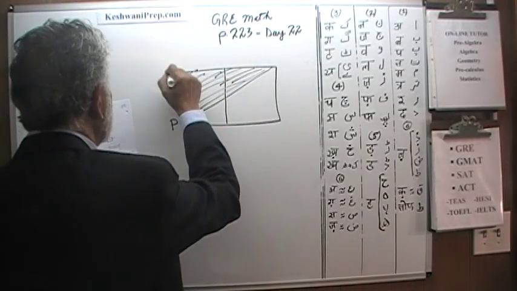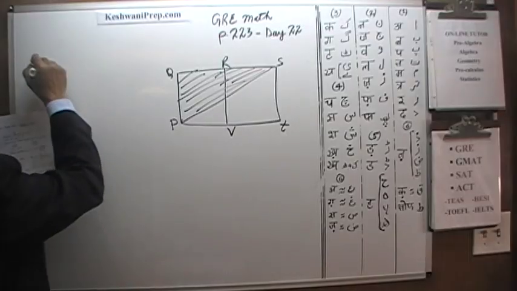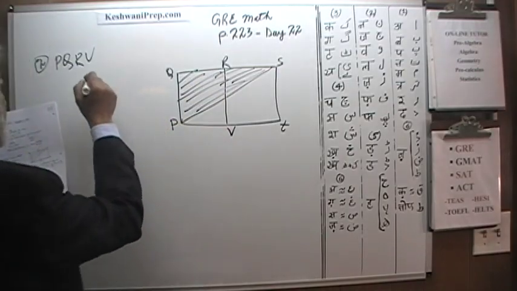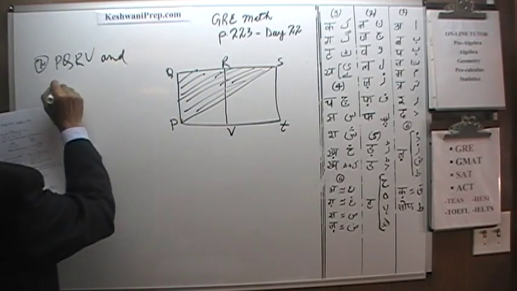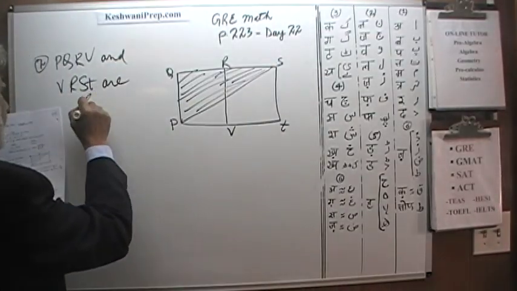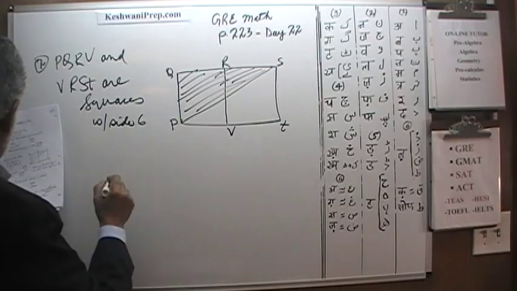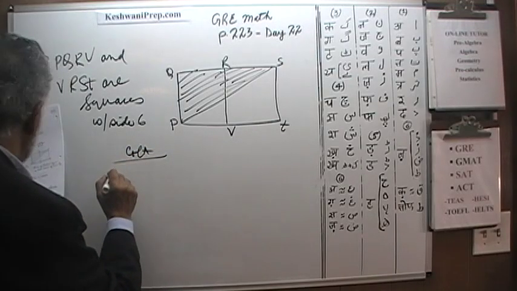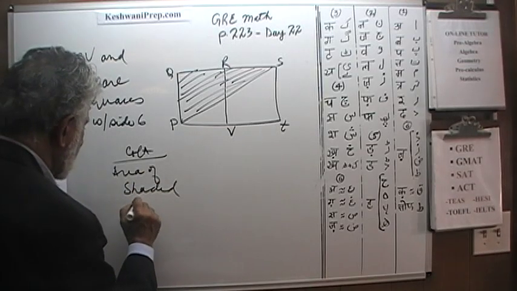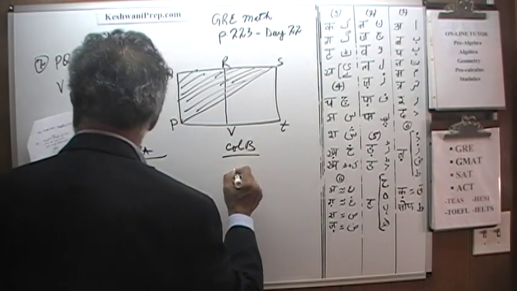We are told that this is P, Q, R, S, T and V. P, Q, R, V and V, R, S, T are squares with side 6. Here's what we have to figure out. Column A tells us the area of the shaded region versus column B, which is 36.